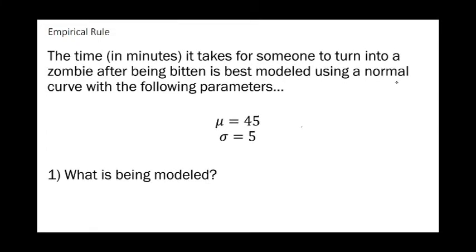Number 1. What is being modeled? We are modeling time. The question is, how long will it take somebody, when they get bitten by a zombie, to turn into a zombie? Very typical question. And the answer is, we don't know. But the time itself, which we'll call x, is predictable. It's predictable overall. It follows a known pattern, and that pattern is the normal distribution, a normal curve.